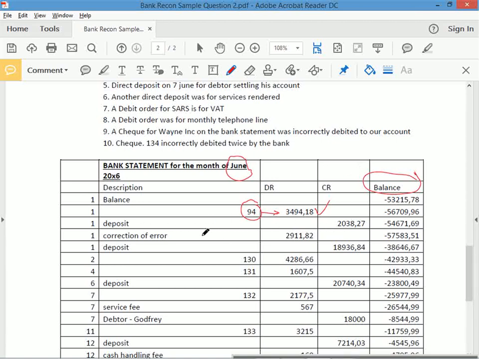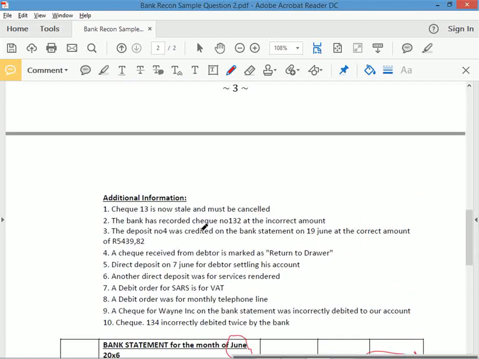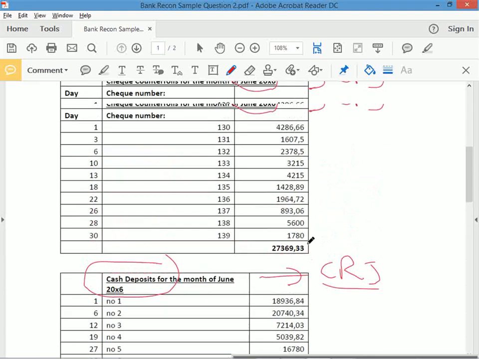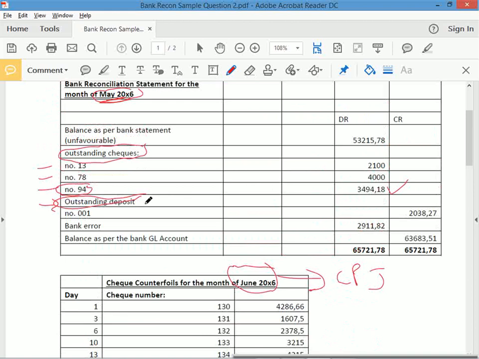Next, a deposit. Same thing. I want to check the deposit. I would be looking for that in my receipts. Do I see it in my cash receipts journal? It's not there. But if I look at the outstanding deposit, oh, there we go. Tick. Right, so last month you had an outstanding deposit. Did the deposit go through?